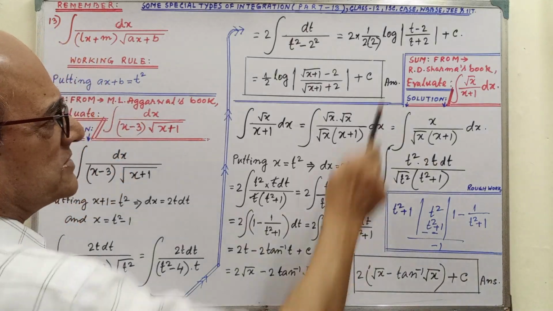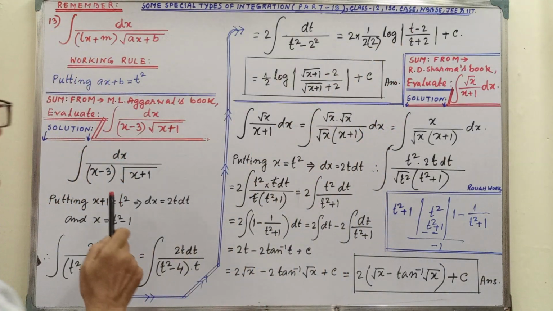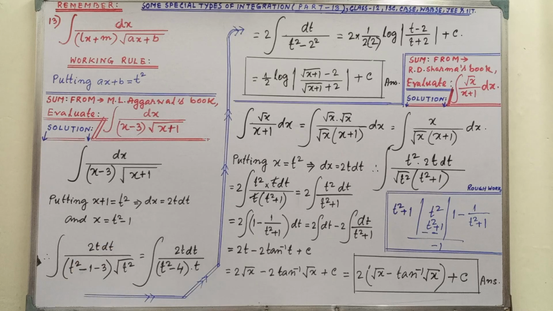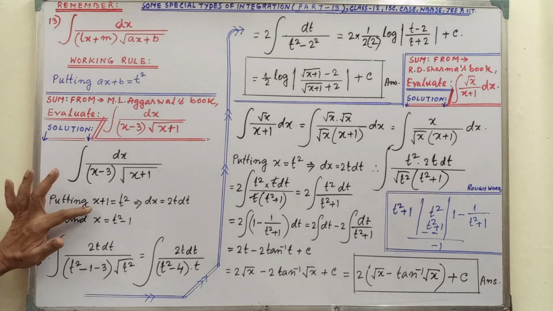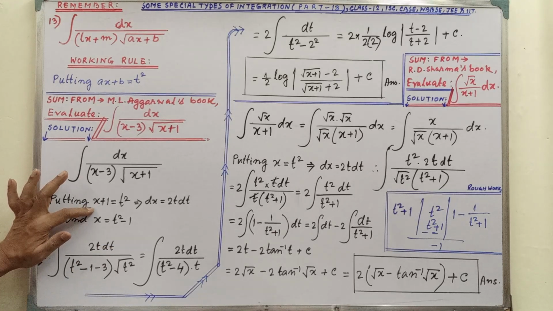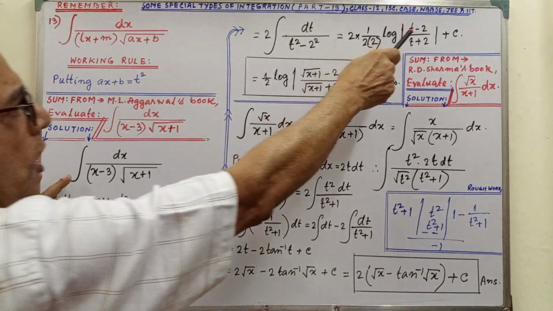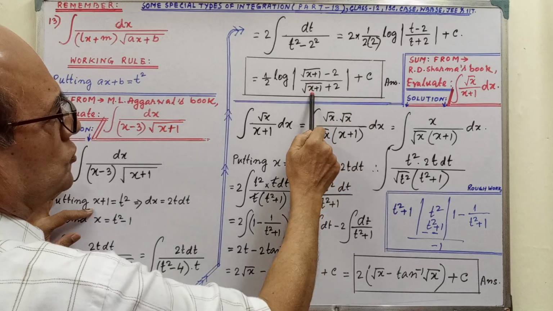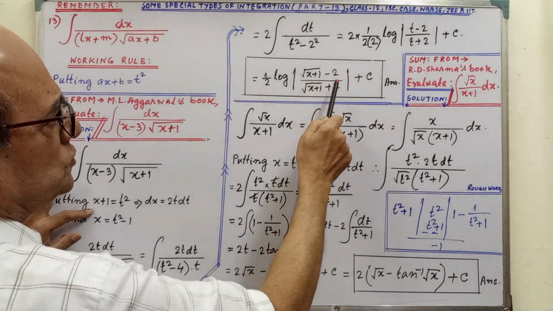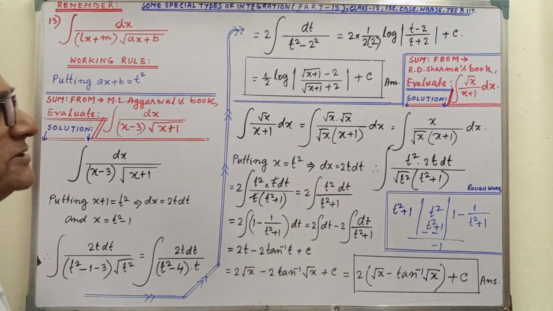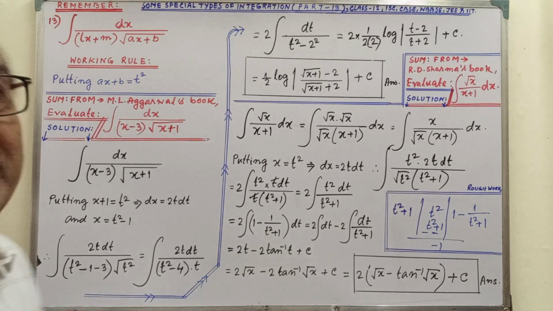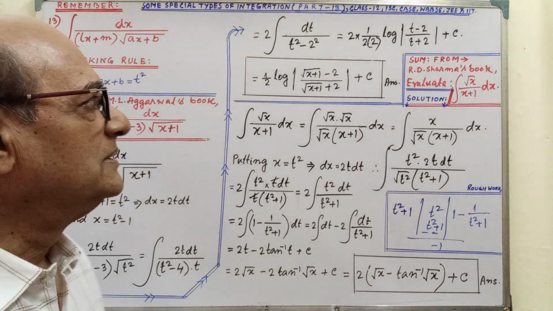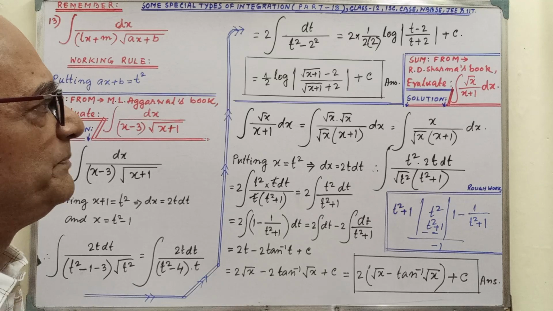Now we have to substitute the value of t. We had x plus 1 equal to t square. Naturally t will be root over x plus 1. So in place of t we are putting root over x plus 1. Here also, root over x plus 1 minus 2 by root over x plus 1 plus 2, plus c. This is the answer. I think it is very simple. All of you will understand easily. Next sum.